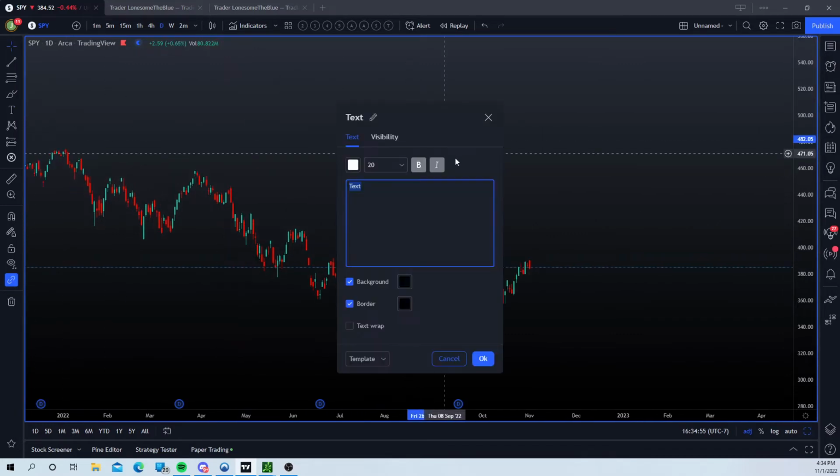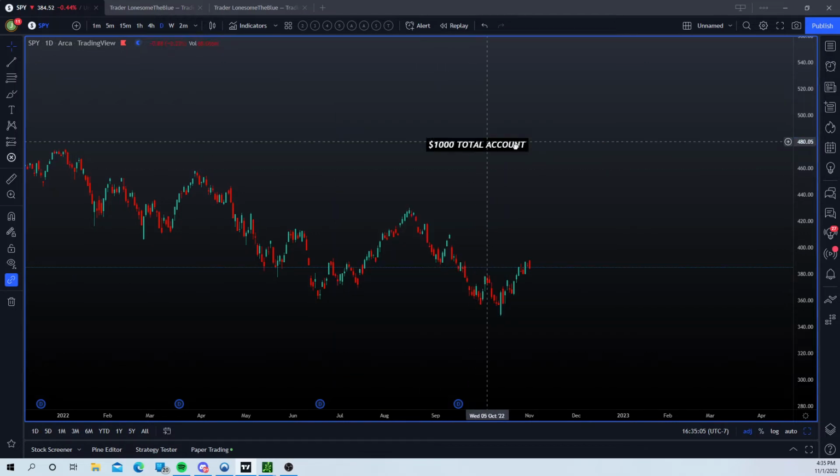So let's say I'm trading with a 1K account. I'm going to start off here, it's going to look a little weird. So let's say I start off with a 1K account, right? This is your total account size, total account, right? So you have a 1K account.